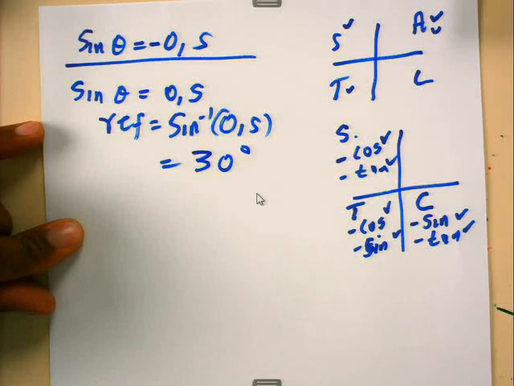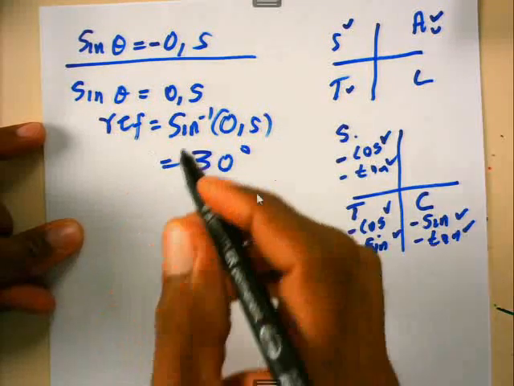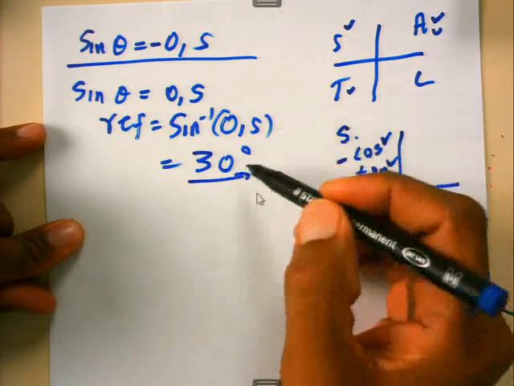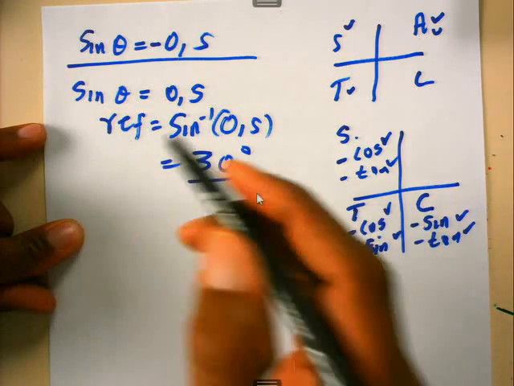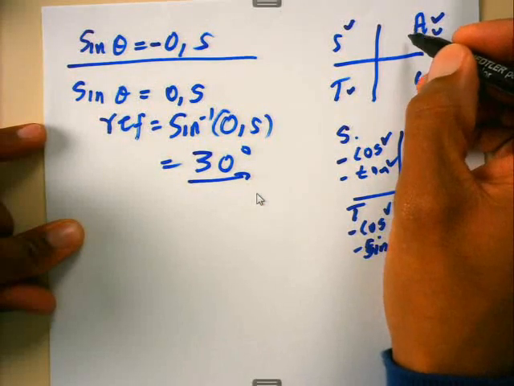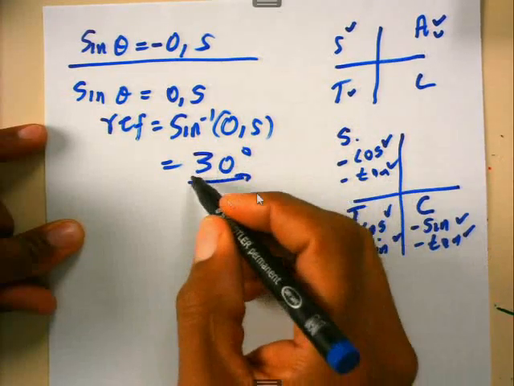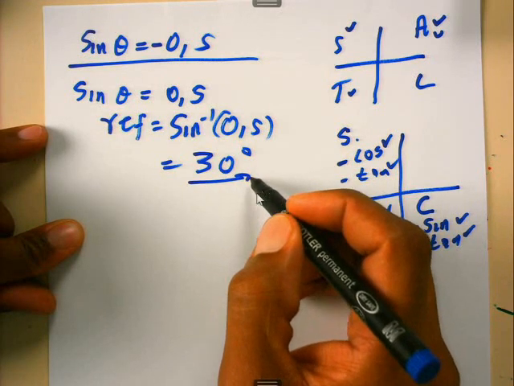It means sine theta here is equal to 0,5. Then the reference angle there is 30 degrees. Now, boys and girls, it's very important to remember this one. The reference angle that we are talking about here is in the first quadrant. Why are we saying in the first quadrant? Because most of the time, this angle that you're going to get here will be less than 90 degrees, right?